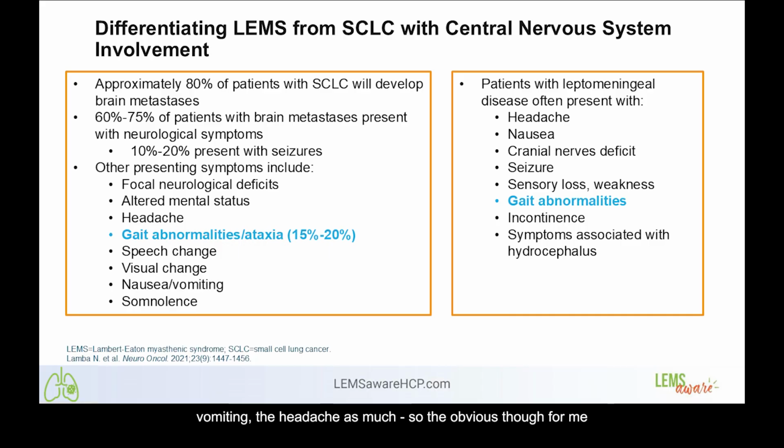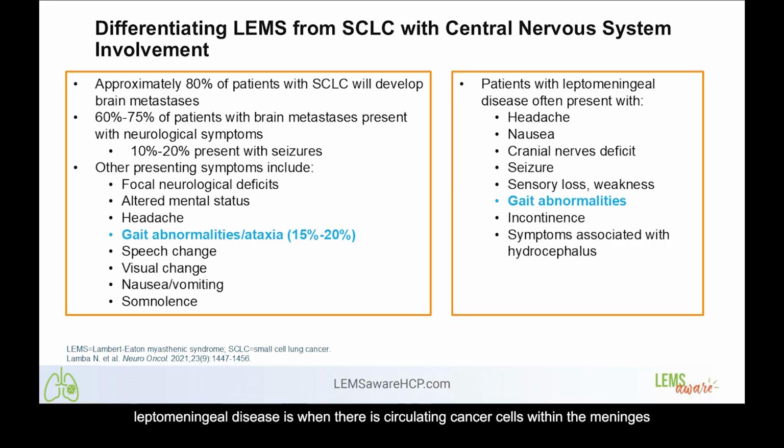So the obvious step for me is that we would do testing to see if there are brain mets there. And then when there are no brain metastases, I would be looking more for something like a paraneoplastic neurologic syndrome, such as LEMS. The other thing that we see in small cell lung cancer is patients with leptomeningeal disease.